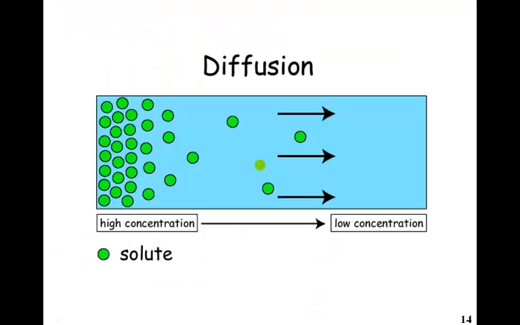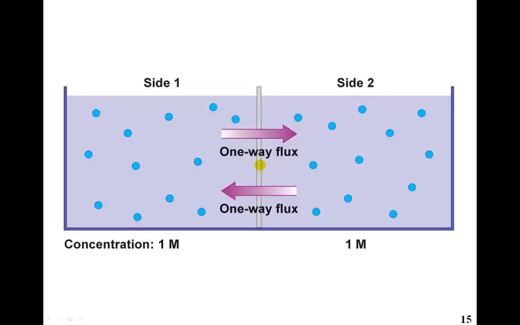So let's get more specific about that. We're really interested in transport across a membrane. So let's set up a situation where we've got a container of fluid. So it's full of fluid. There are solutes, these little blue balls in the fluid. And then we've got a membrane that divides the fluid into, let's call it, a left side and a right side.